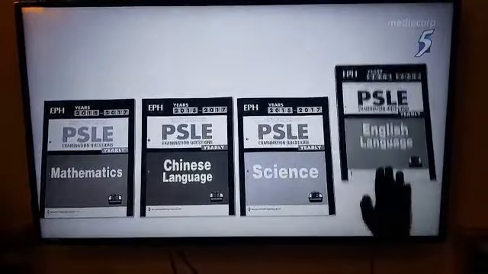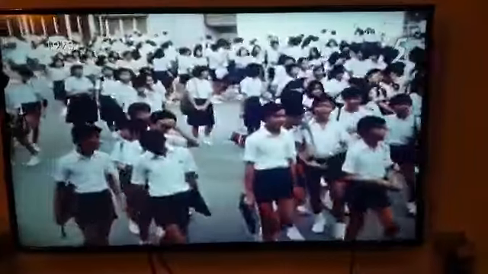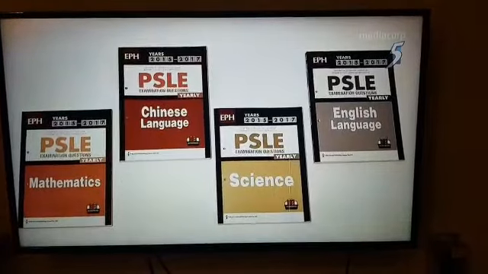English was given double weightage. 10 years later, in 1973, mother tongue subjects such as Chinese, Malay and Tamil were also given double weightage.